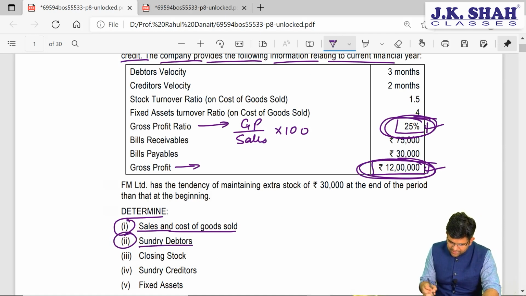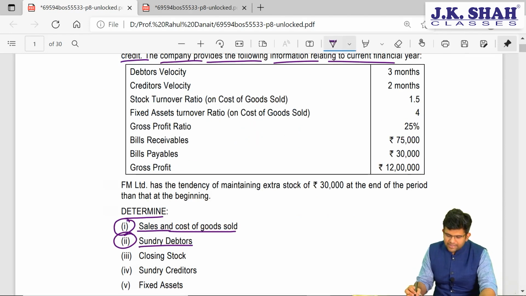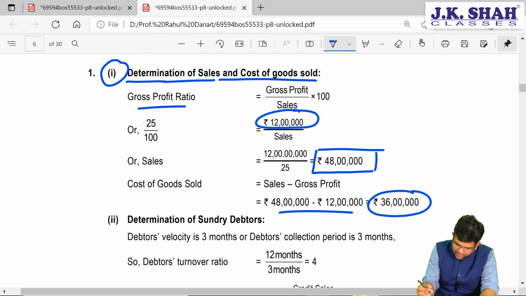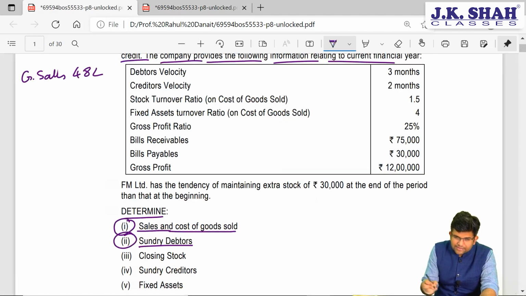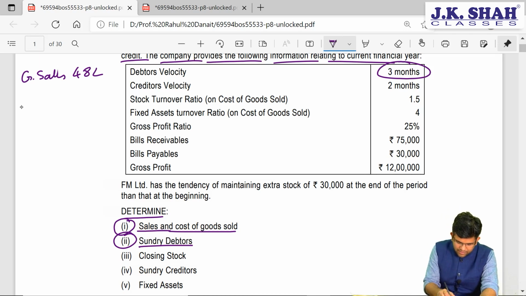Next, students, they're asking us sundry debtors. Now, how am I supposed to calculate sundry debtors? First of all, do you realize that we have the data now that credit sales we have received is rupees 48 lakhs. And now they have given us the debtors velocity. Now children, what is debtors velocity? Debtors velocity is nothing but average collection period. And children, you know the formula of average collection period.